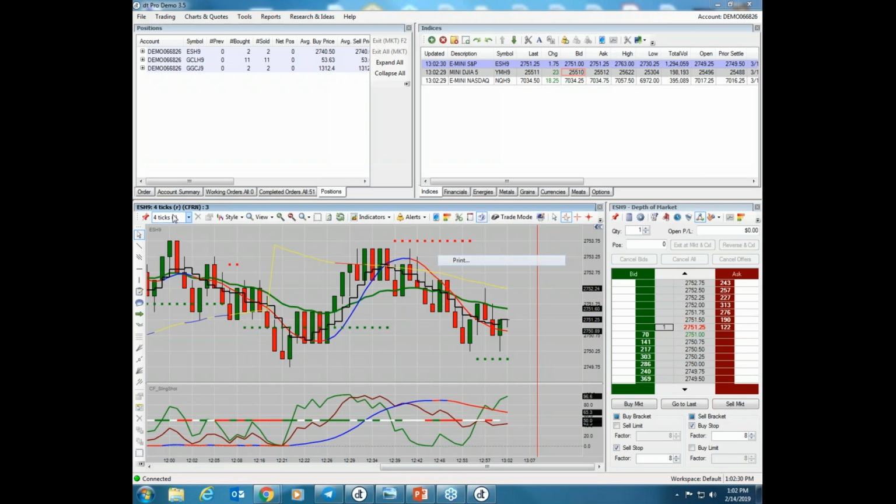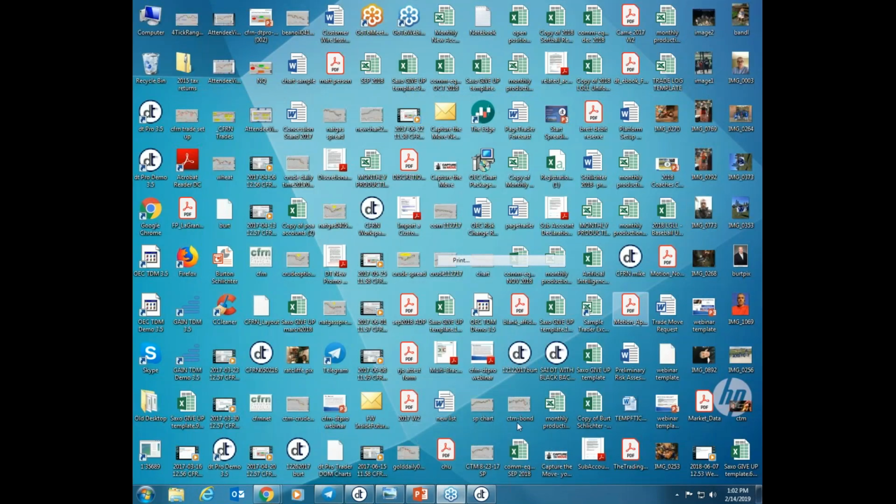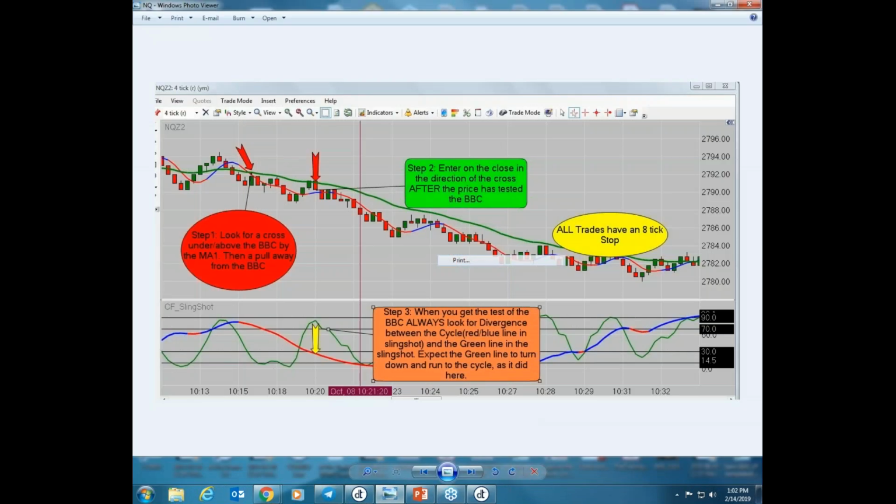So again, the time frame is a 4-tick range chart. Again, back to our diagram here, and we're going to work on the top portion of the chart here. So here's some buzzwords. The red and blue line is referred to as EMA1. The green line is referred to as the BBC.